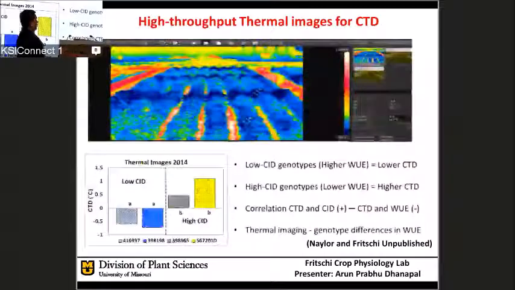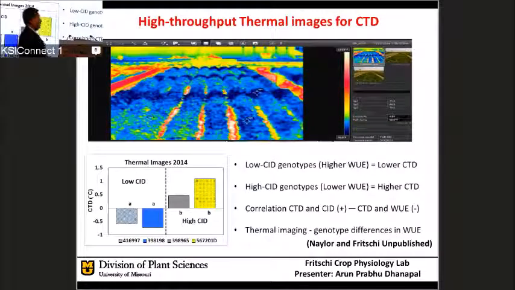We were thinking about whether we could still see some differences using some high-throughput approaches. So we determined canopy temperature depression using high-throughput thermal imaging. What we found was that the low CID genotypes had lower canopy temperature depression, and the high CID genotypes had higher CTD. So the correlation between CTD and CID was positive, whereas the correlation between CTD and water use efficiency was negative. This result shows us that thermal images can be successfully used to differentiate genotypes for water use efficiency.